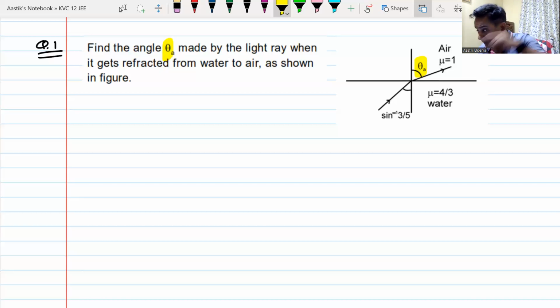Everyone, this is, I think, a problem from your module. I think example number 22 or something like that. You can have a look at this problem if you have the module. You have to find the angle theta A from what is given in the diagram, and I'll give you 2 minutes.